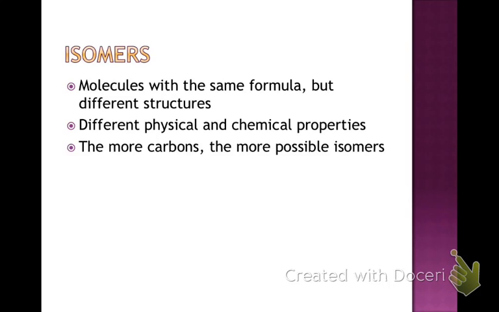So pretty much isomers are just molecules with the same formula but different structures. They have different physical and chemical properties since they do have different structures. And the more carbons you have, the more possible isomers that you can create. So an easy multiple choice question for this would be, which of the following has the greatest number of isomers? So just pick the one with the most number of carbons.